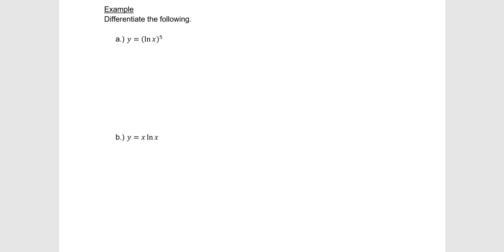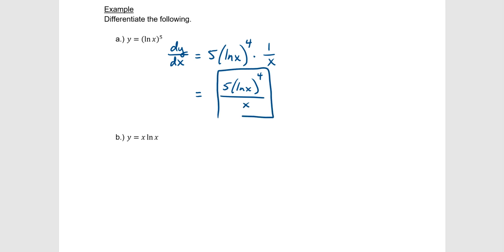First one, we have y is ln of x all raised to the 5th power. So this is going to be the general power rule first. So we're looking for dy dx, or y prime. It's going to be the derivative of the outside, which means you bring the exponent down out front, leave the inside alone, subtract 1 from the exponent, times the derivative of ln of x. The derivative of ln of x is 1 over x. So this gives us 5 ln of x to the 4th over x if we just clean it up a little bit, and that is good enough.